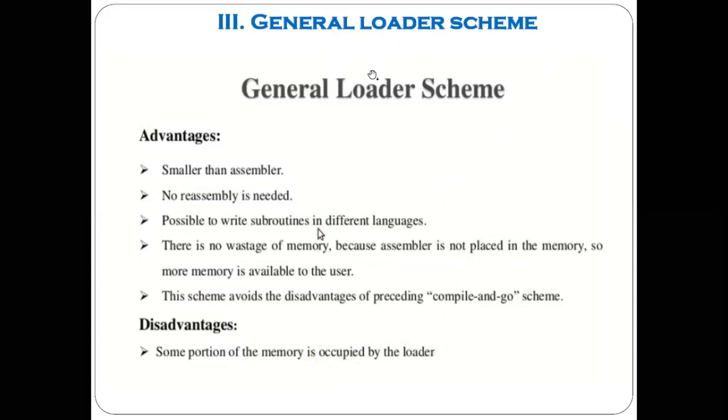So the general loader is better than the previous two loaders: first the compile and go loader, and second the absolute loader. Because in the compile and go loader, there is a wastage of memory. In the case of the absolute loader, it only performs the function of loading, not the functionality related to allocation and relocation. But the general loader performs all that functionality: it performs allocation, relocation, and loading. That is the reason it is considered better than all previous loaders.